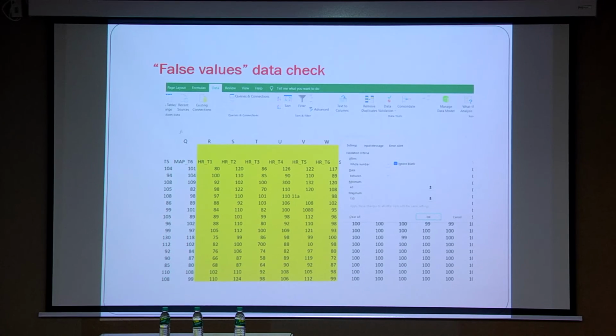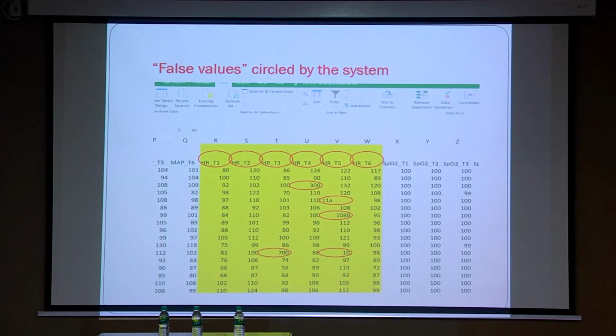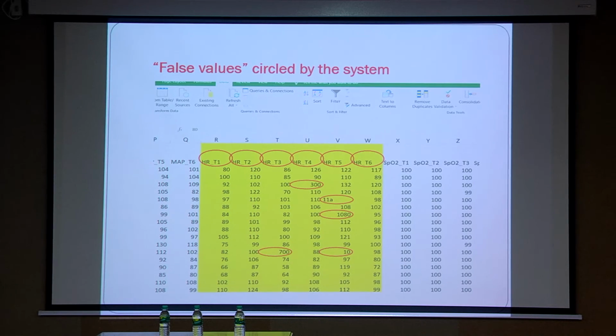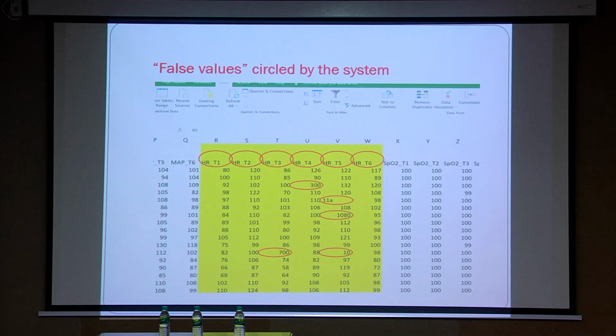Once you do that, any data which does not fulfill this criteria, that is 300, 11A, 1080, 10, 700, will all be highlighted as circles. They are possibly the wrong values which you have entered, and this step gives us an option of going and correcting them at this stage before giving this data for analysis. So these were some of the data validation checks which can be done to identify any errors before giving the data for analysis. So this was data cleaning.